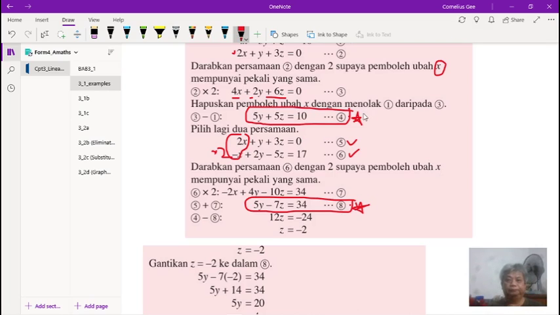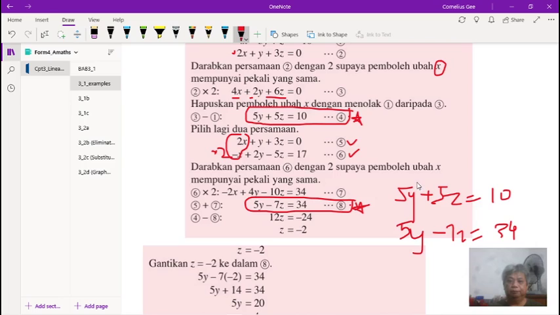Now you have 2, these 2. 5y plus 5z equal to 10. 5y minus 7z equal to 34. The last step is, again, we use penghapusan, elimination method. We take 4 here, which is actually 5y plus 5z equal to 10. And then you minus 8. 8 here is actually 5y minus 7z equal to 34. Because the tanda of y, 5y and dy adalah sama, so kita tolak, oh, minus. And what do you get? We get 12z equal to negative 24.